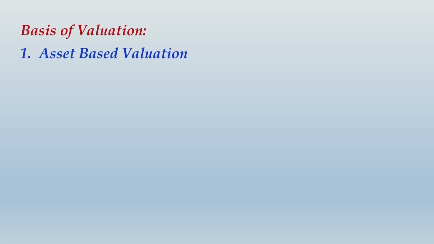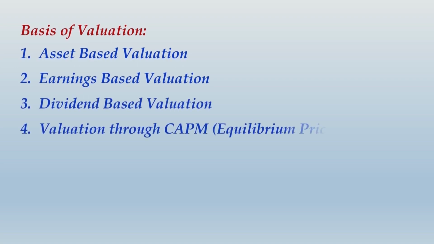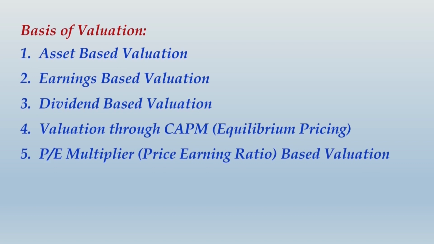The first one would be asset based valuation, second would be earnings based valuation, third would be dividend based valuation, fourth would be valuation through CAPM, that is capital asset pricing model, and this type of valuation we generally term as equilibrium pricing. Fifth one could be PE multiplier based valuation, PE standing for price earning ratio, also known as contemporary valuation. So friends, write this up quickly and then I take you ahead.